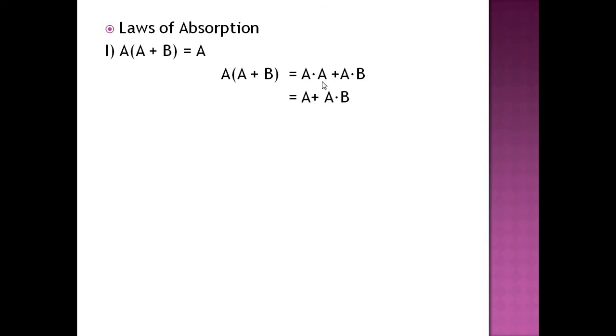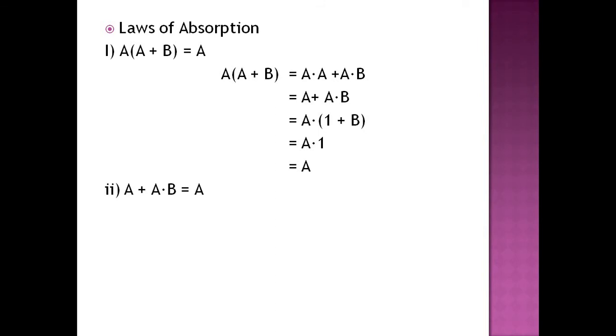So we write A + A·B, and again we take the A term as common. So we get the equation as A(1 + B). So 1 + B, again it is the laws of union. It says that 1 + B is nothing but 1. So we write A·1. So we get A(A + B) = A, which is nothing but the right hand side.